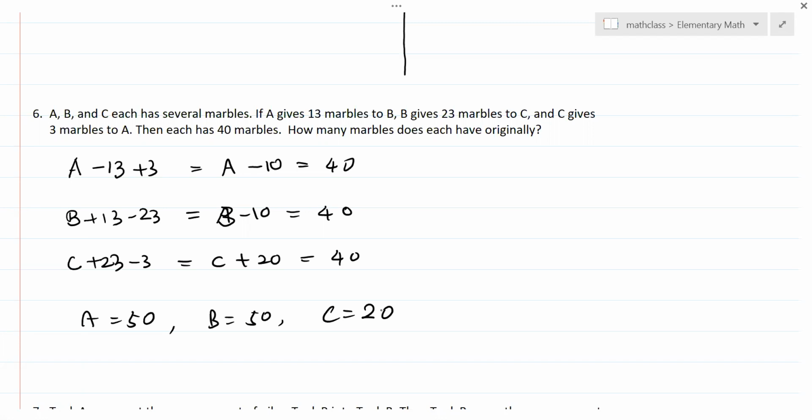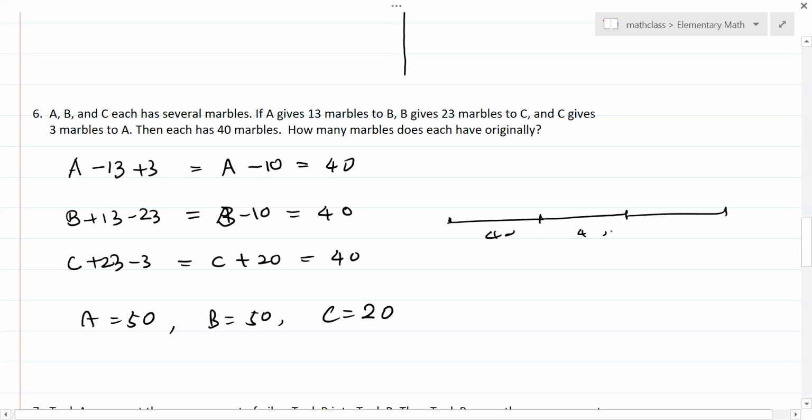All right, so this is a similar problem to the one we just did. If you want to draw the picture, this is another picture. We have 40, 40, 40. Each of them has 40. That's A and B and C. Then you look at the picture. First of all, originally on the top, A gives B 13, and B gives C 23, and C gives A 3.